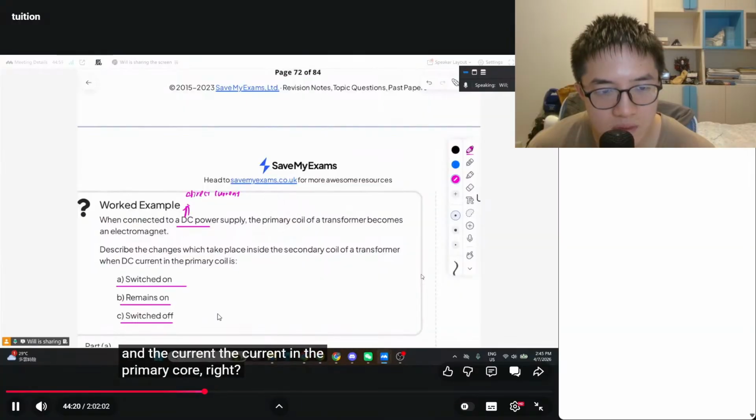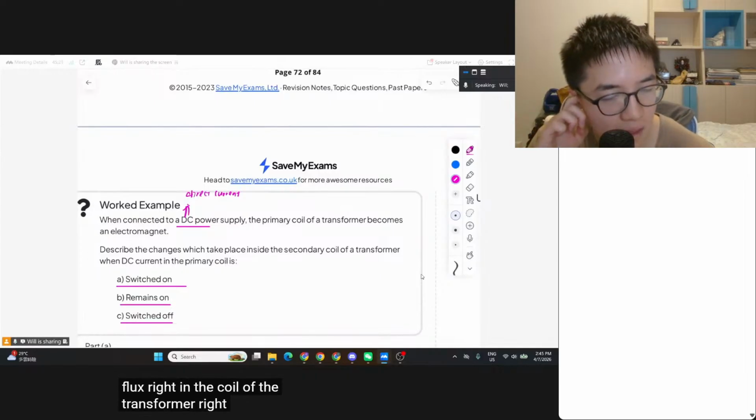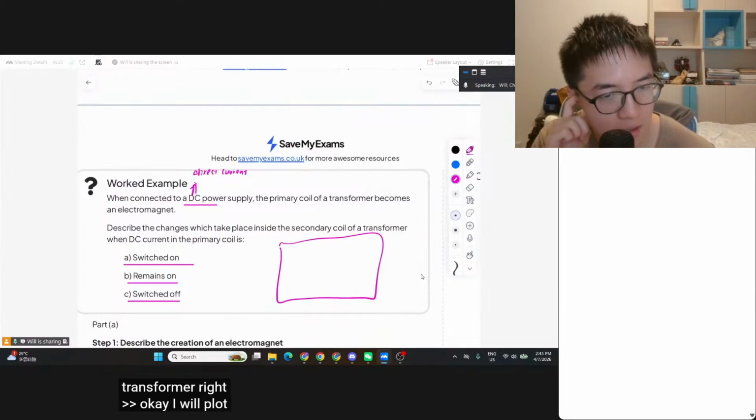The current in the primary coil, right? When the DC current is switched on at the beginning, the current in the primary coil increases from 0 to the DC value, right? Understand that? Okay, and this might create a rapid change in the magnetic flux in the coil of the transformer, right? Yeah. Okay, I will draw the transformer.